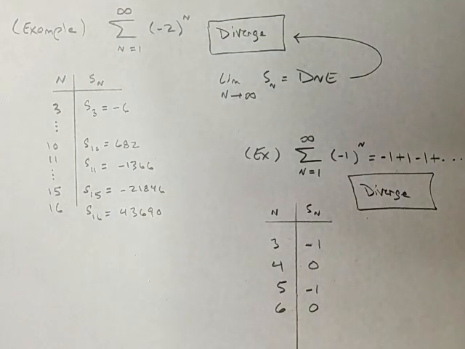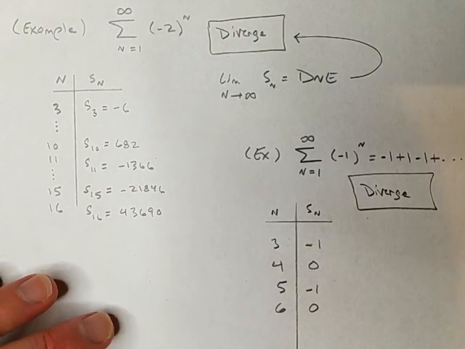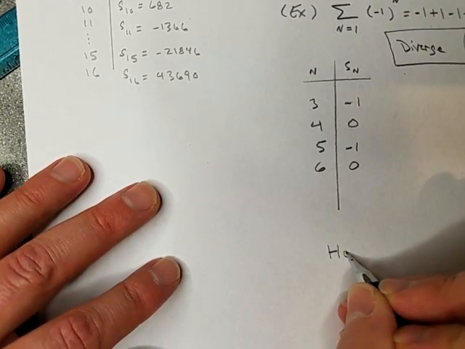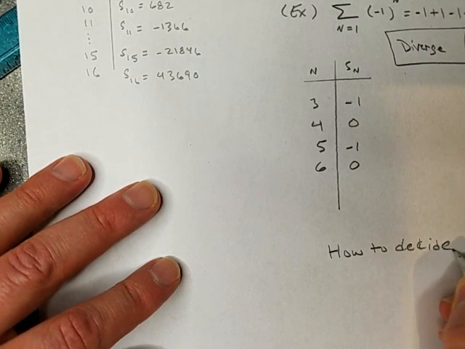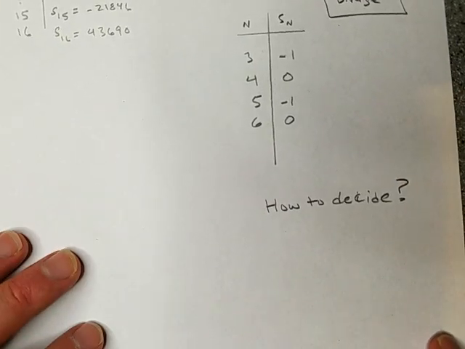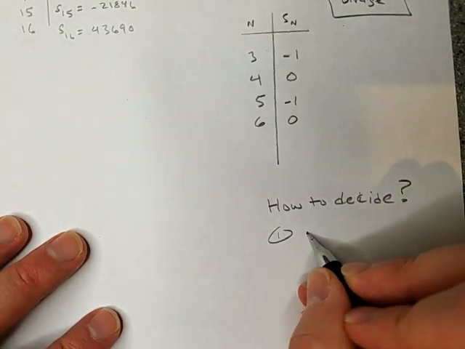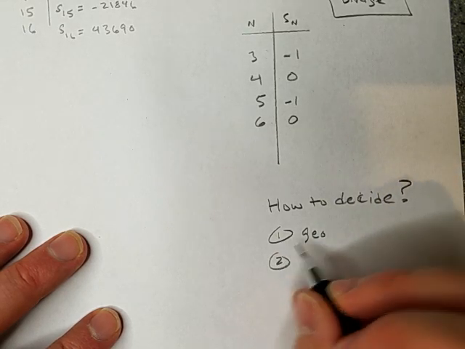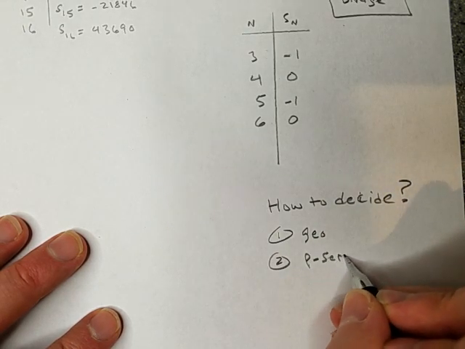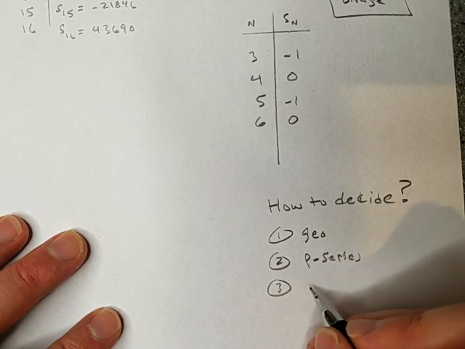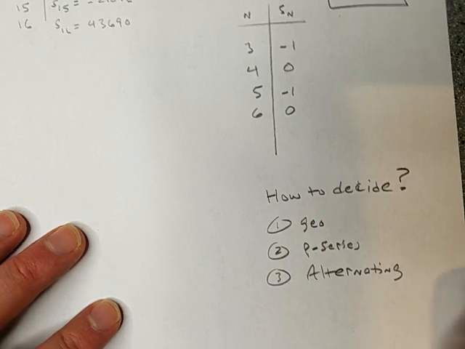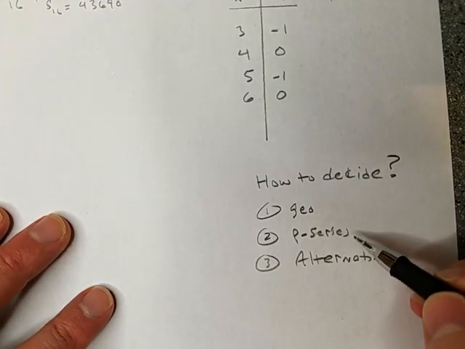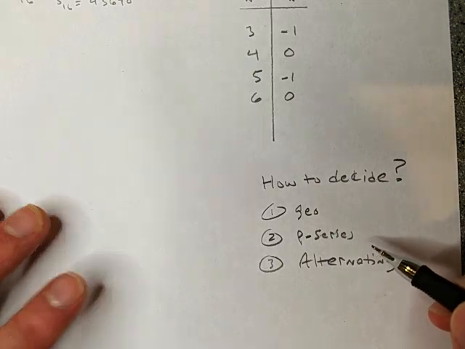Now, this is just a numbers video, really. In practice, how are you going to decide if a series converges or not? Well, it may be geometric. It may be a p-series. It may be an alternating series. And each of these has its own conditions for whether it converges, all right?